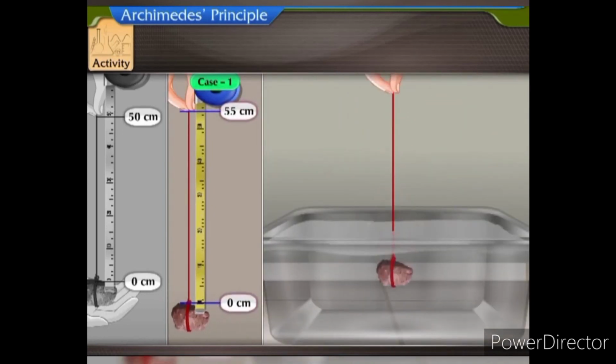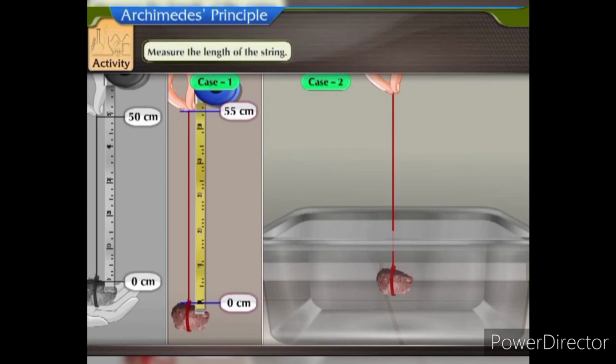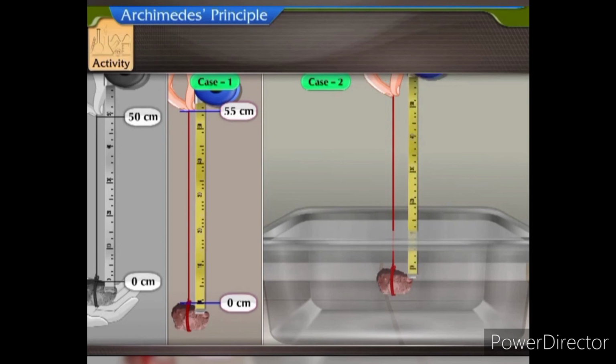Now slowly dip the stone in the water in a container as shown in the second case. Observe what happens to the elongation of the string. Measure the length of the string in this state too. You will find that the elongation of the string decreases as the stone is gradually dipped in the water. Now measure the length of the string. It is 53 centimeters. But there is no further change once the stone gets fully immersed in the water.